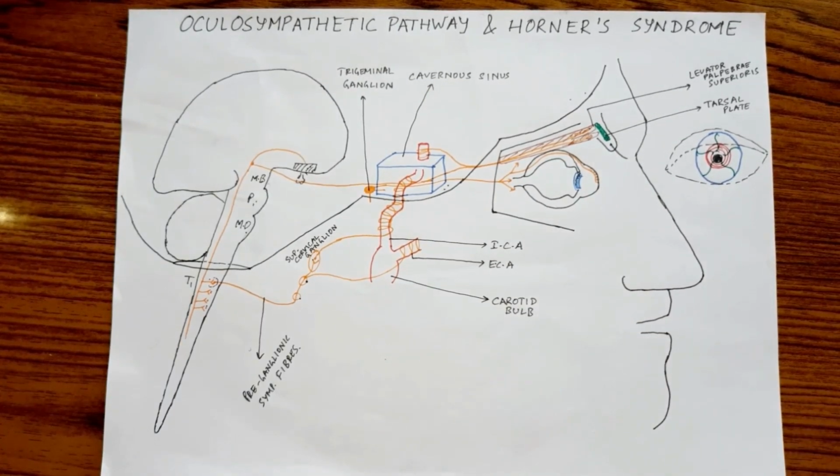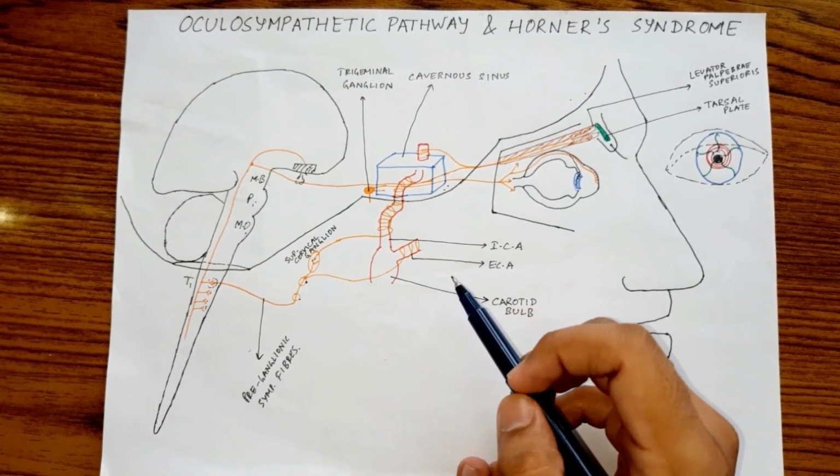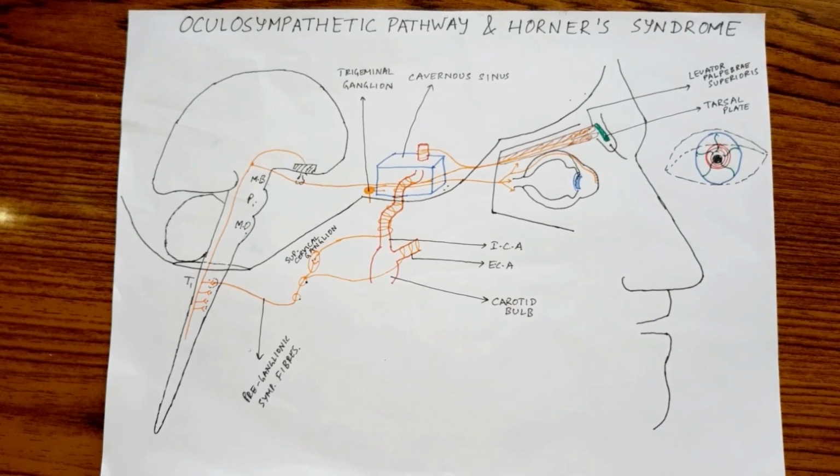Now let's talk about the sympathetic supply to the face. The sympathetic fibers go along the external carotid artery and its branches for facial sweating. Therefore, these fibers are called pseudomotor fibers. These are also vasomotor fibers as they supply the vessels and their walls.